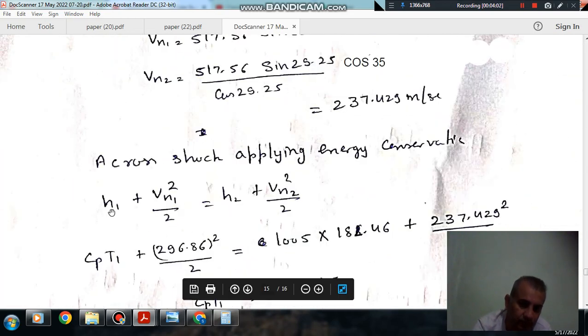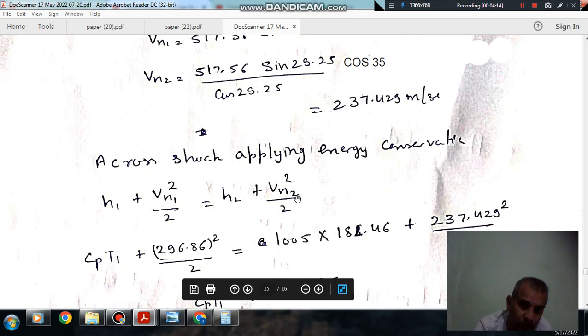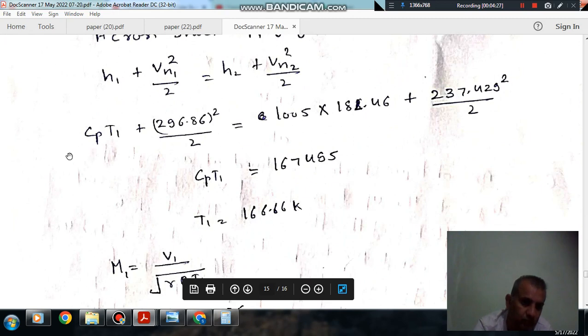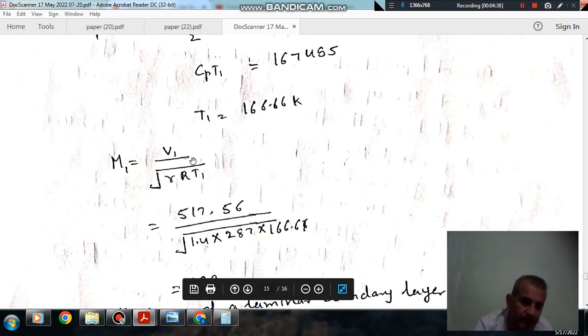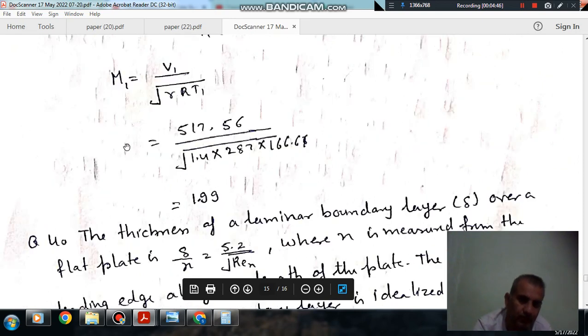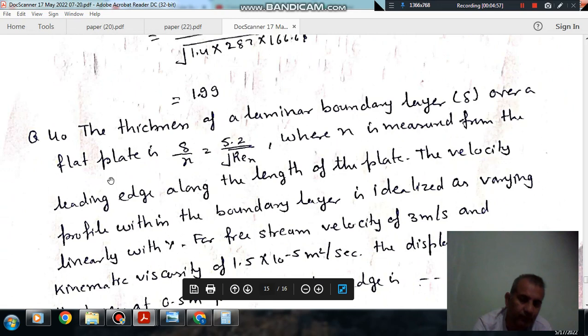Now across the shock the energy equation is satisfied. So we take the energy equation, that is H1 plus Vn1 square by 2 is equal to H2 plus Vn2 square by 2. As Vn1 and Vn2 are known, and the temperature after the shock is also known, that is 182.46, we can find out H2, and then we can find the temperature before the shock by putting H1 as CpT1. So T1 comes out as 166.66 Kelvin, and the velocity before the shock is 517.56, and the sonic velocity is root of 1.4 times 287 times 166.6. So the Mach number before the shock comes out as 1.9. Answer is 1.9.